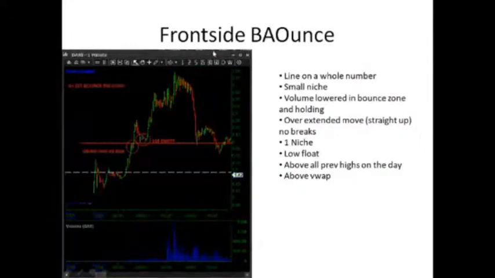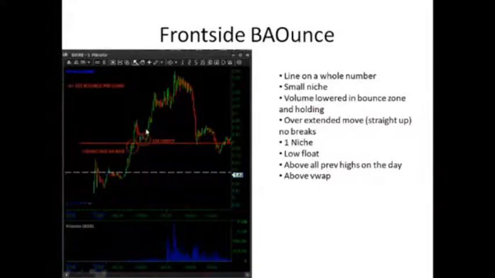So let's get into a front side bounce. I know I've gone over this one before, but I think it's important to go over it again to understand what makes it so great. I've talked about this one a lot, but it's really good to have a refresher in the series. So basically the line is on a whole number. That's going to add to the conviction. We get a small niche, which is exactly this, with the friends. If you haven't heard of the first bounce friends, then you need to watch part 2 of the series. And we also get volume lowered in the bounce zone. I'm going to get into that later as well.